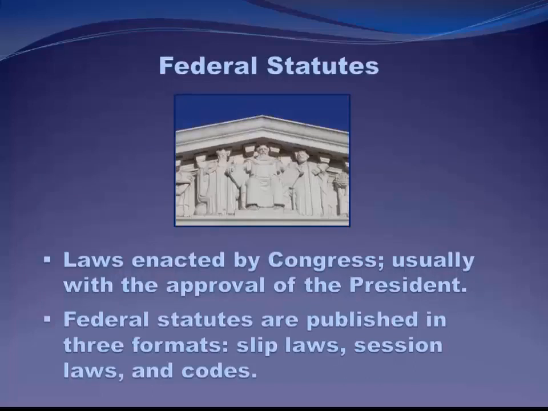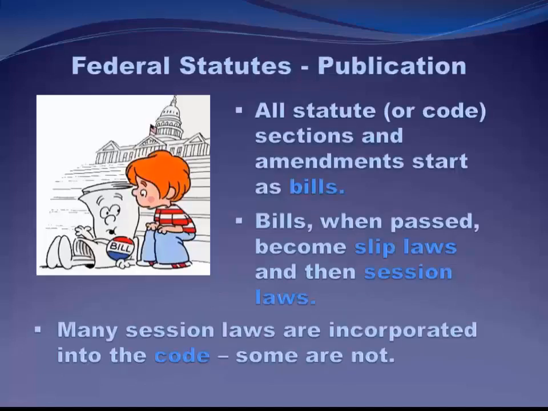So, what are statutes? At the federal level, they're laws that are enacted by Congress, usually with the approval of the president, unless there's some kind of an override or something. And then federal statutes are published in three formats. First as slip laws, then as session laws, and then as codes. So it's the same thing put into a slightly different format and a different arrangement, and we'll talk about that in detail as we go along here.